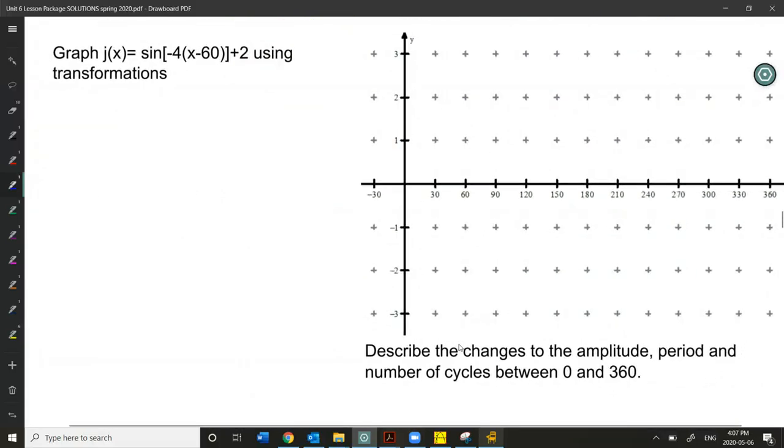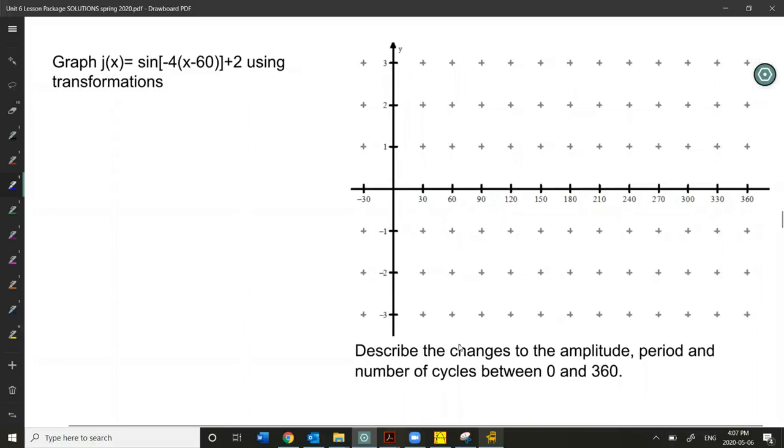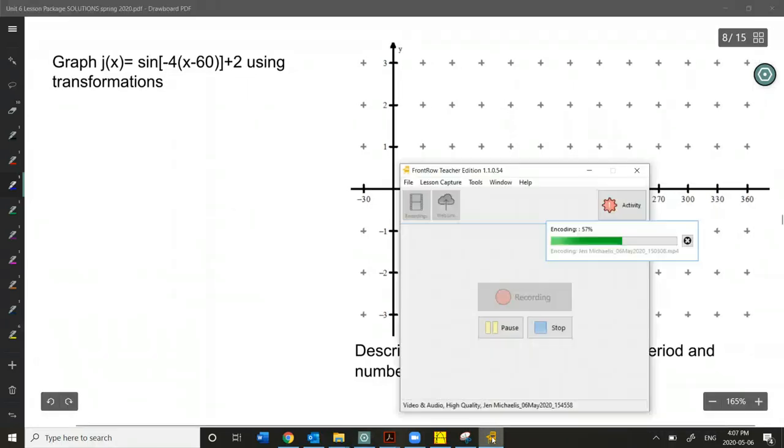Okay, and we're just going to try one more today. So I want you guys to pause this one and see if you can do this one on your own, and then we'll take it up together.